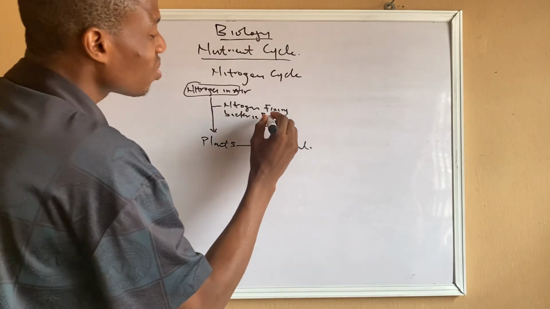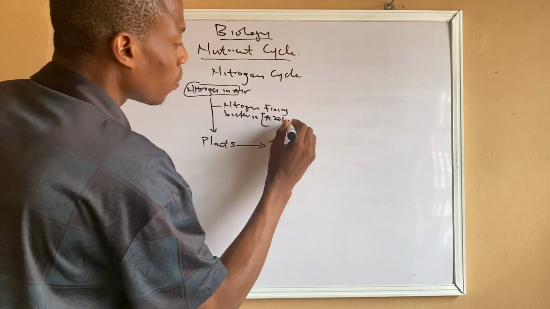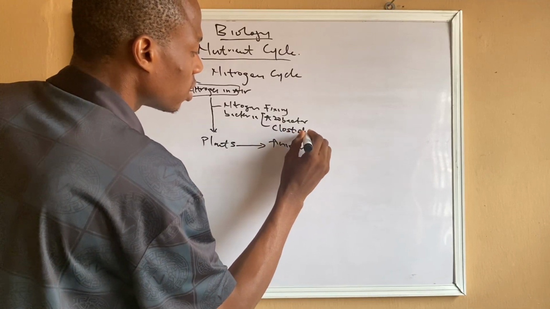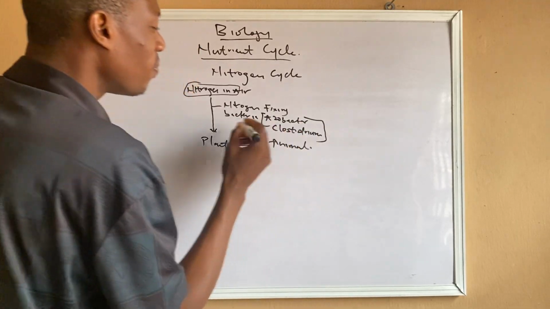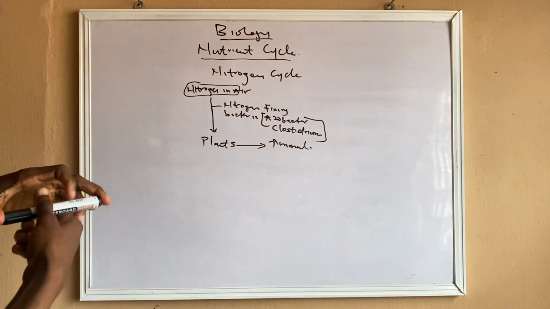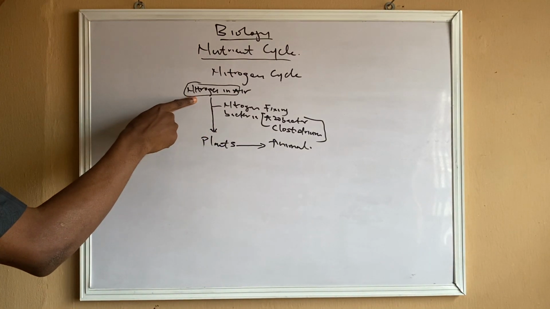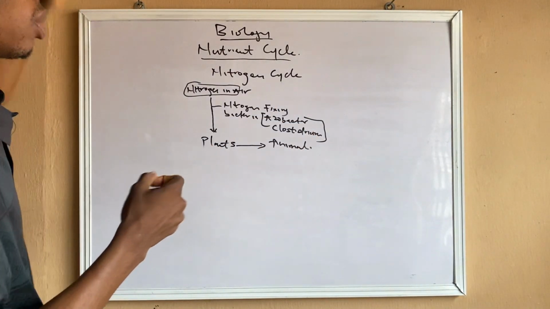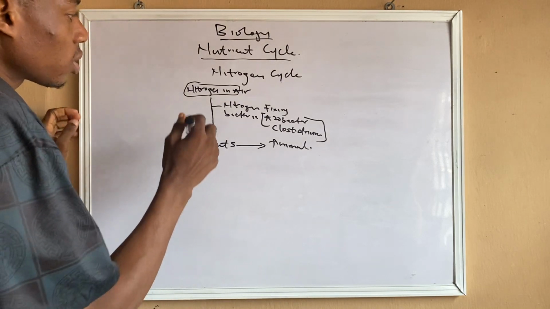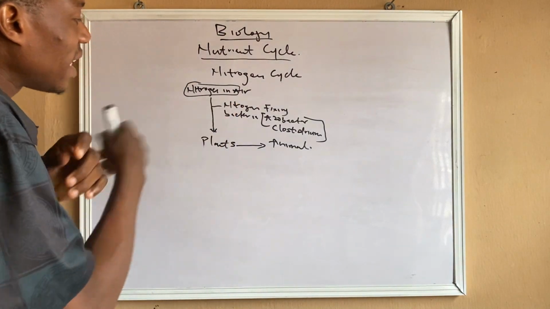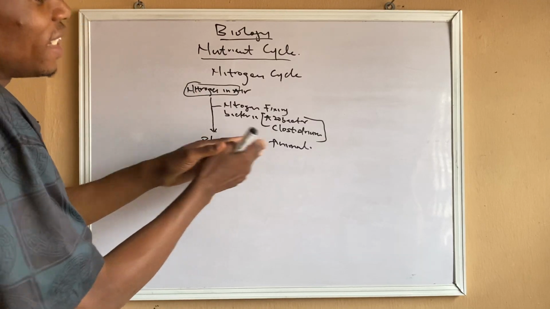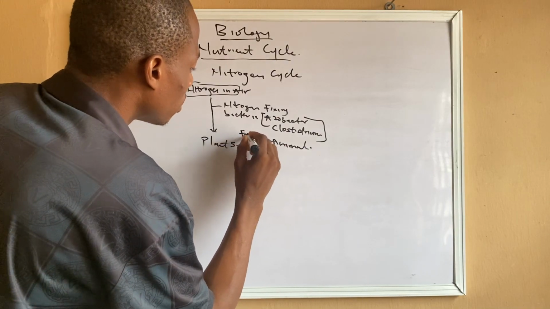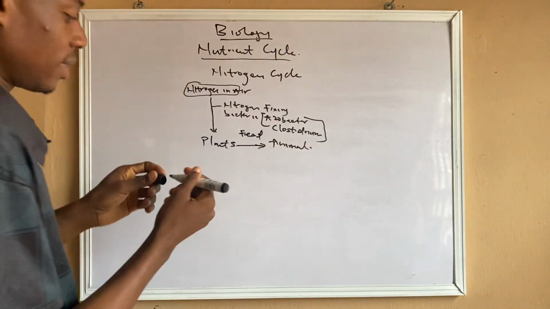Which kind of bacteria? You can use Azotobacter, or at times we use Clostridium. Yes, these are the two bacteria that usually convert the nitrogen here. They fix it into the plants, either Azotobacter or Clostridium. Okay. So that means that after the nitrogen in the atmosphere has been fixed into the plant, then animals come into play. Animals now feed. They feed on plants, right?